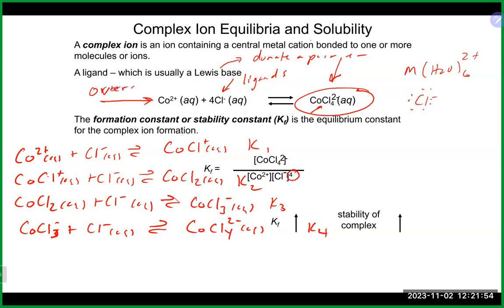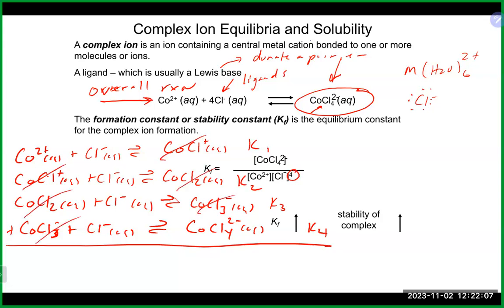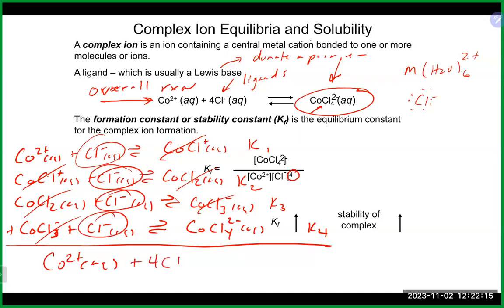There you go, overall reaction. We get that by adding all these equilibrium reactions together. This cancels, that cancels, that cancels. That leaves us the cobalt that eventually will pick up 1, 2, 3, and 4 chlorides.